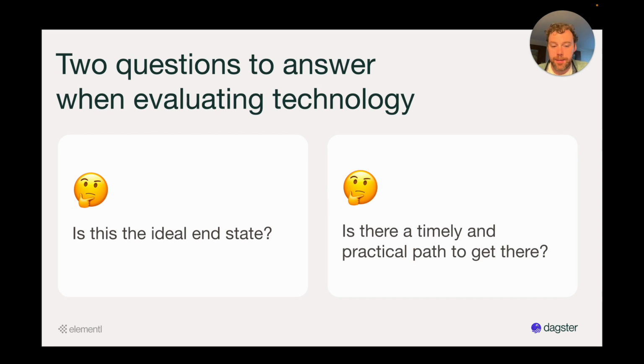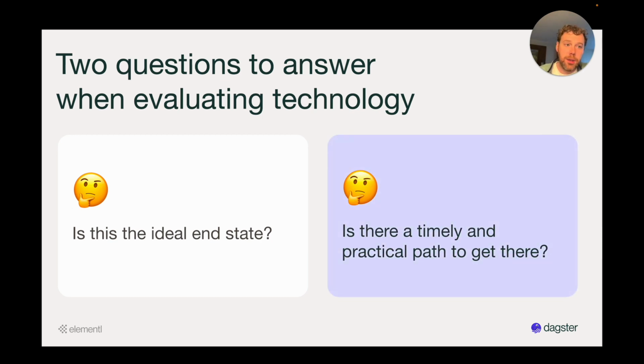And the second question you have to answer is, is there a timely and practical path to implement this technology? Oftentimes, you'll see a technology that looks really great, but the chances of actually implementing it at work are really, really low because it requires so much work to make that transition. And you have to make that transition while maintaining the old stuff, and that can be just too much work for a team evaluating a new technology.